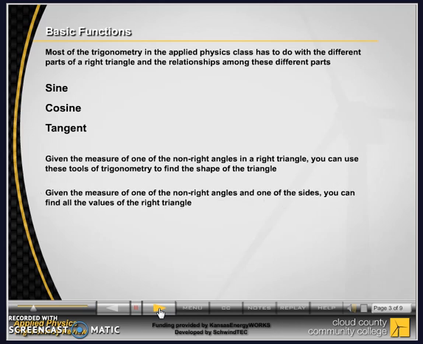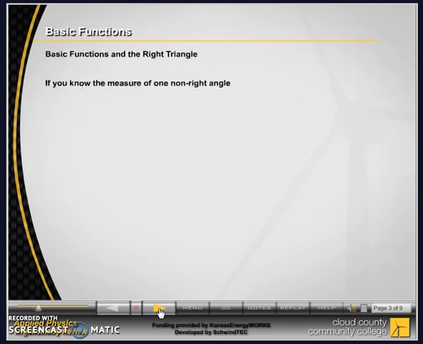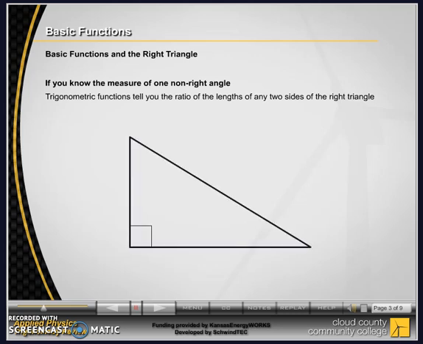If you are given the measure of one of the non-right angles and one of the sides, you can find all the values of the right triangle. If you know the measure of one non-right angle, the trigonometric functions tell you the ratio of the lengths of any two sides of the right triangle. In this right triangle, the measure of one acute angle is labeled, and the sides of the triangle are labeled hypotenuse, opposite, and adjacent, according to their position relative to the angle of measure.